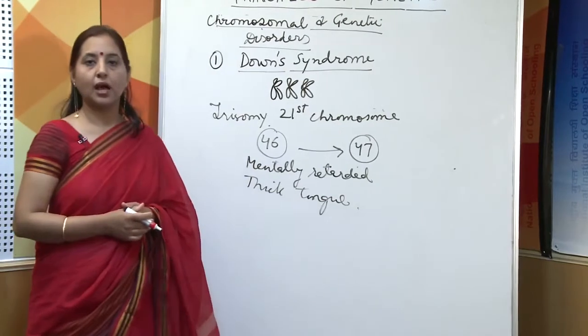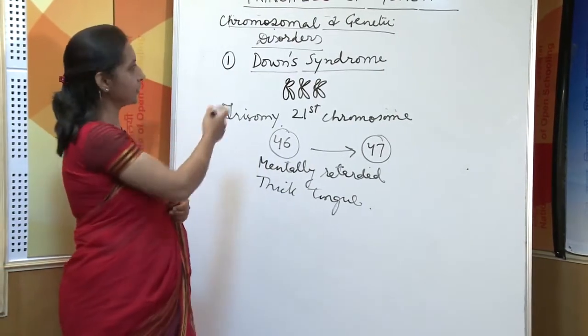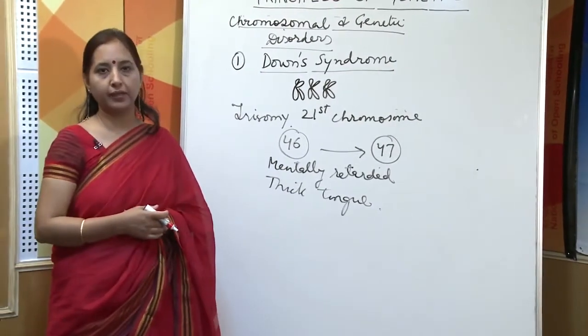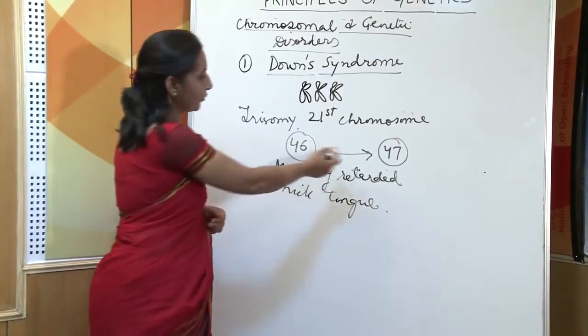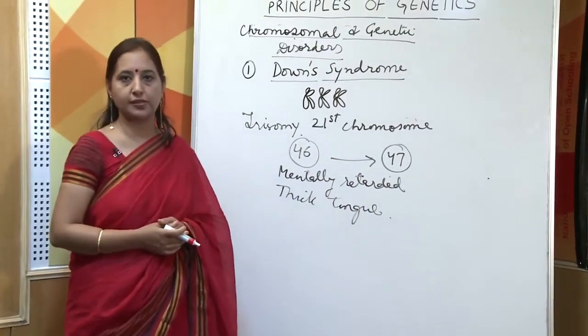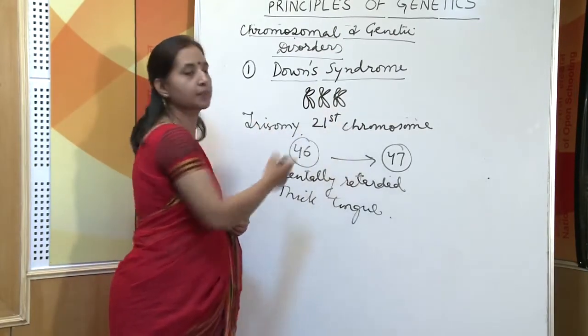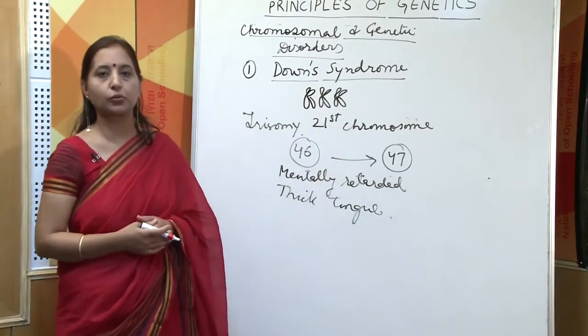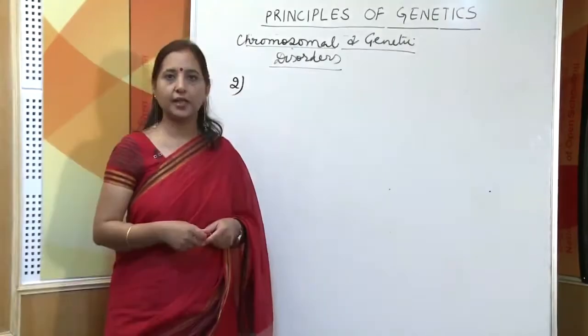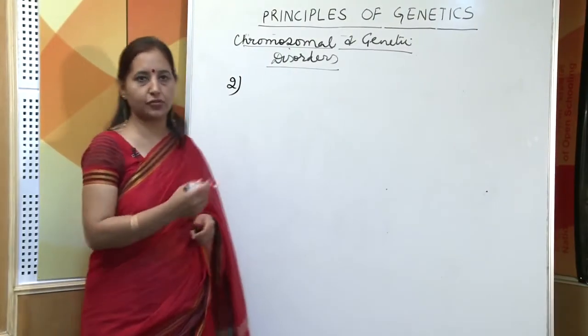Mostly mothers above the age of 40 can bear children having Down syndrome, wherein the number of chromosomes is increased to 47 instead of 46 due to an increase in the 21st pair of chromosomes. That is the extra chromosome in the 21st pair. Next disorder is Klinefelter's syndrome.